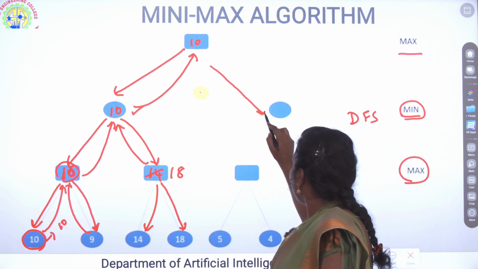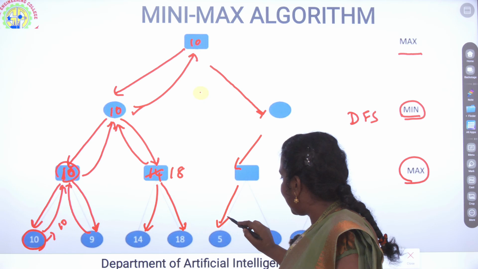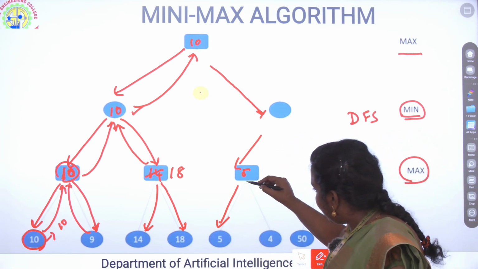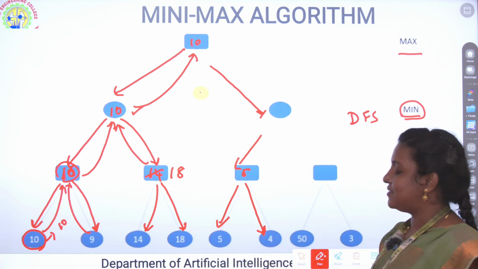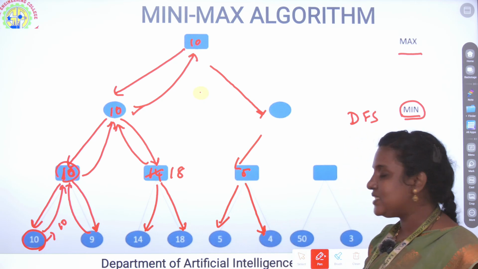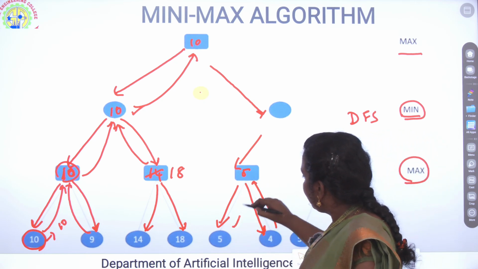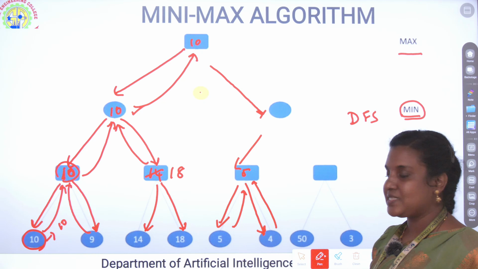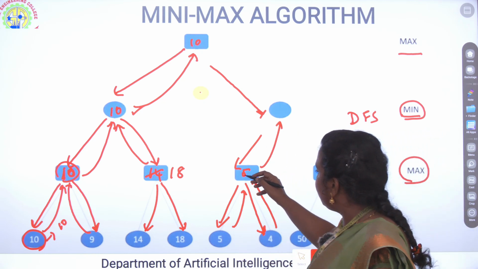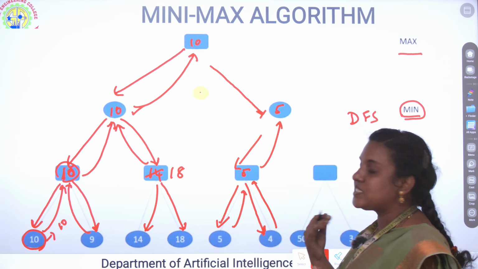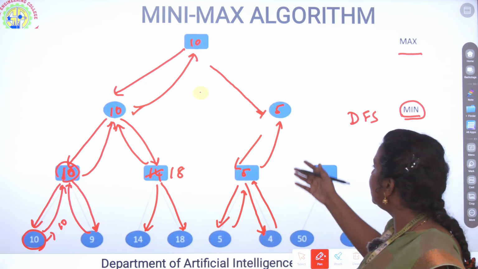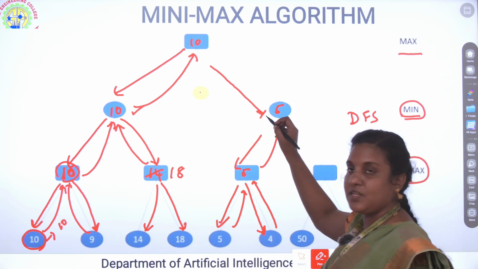The same thing will apply here. It will traverse, and 5 will be assigned to the max player. Then it will traverse to the right subtree. 4, max always chooses, so 5 is the maximum. Then it will back up this value 5 to its parent node, where the min player is playing its turn. So it updates the value 5.